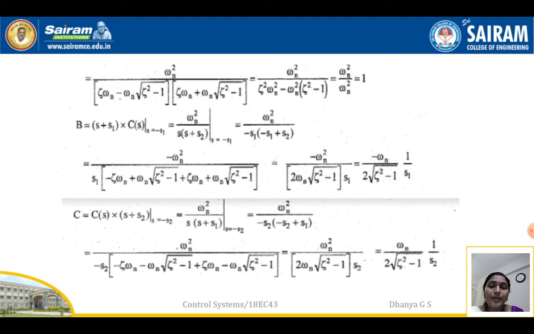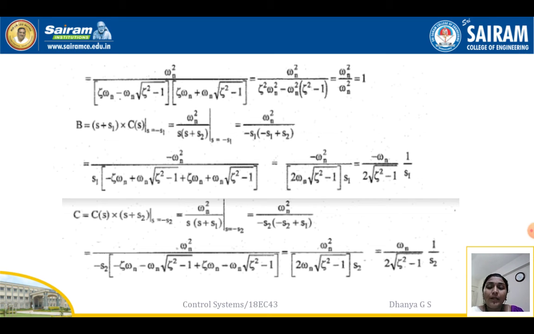In that b, you have to take the value as s plus s1, which has to be multiplied with C of s, and letting s equal to minus s1. Once you do that, you will get the equation as omega n square divided by minus s1 into minus s1 plus s2. Now, you already know the values of s1 and s2. Substitute over here and then simplify it. Once you simplify, you will get minus omega n divided by 2 into root of zeta square minus 1 into 1 by s1.